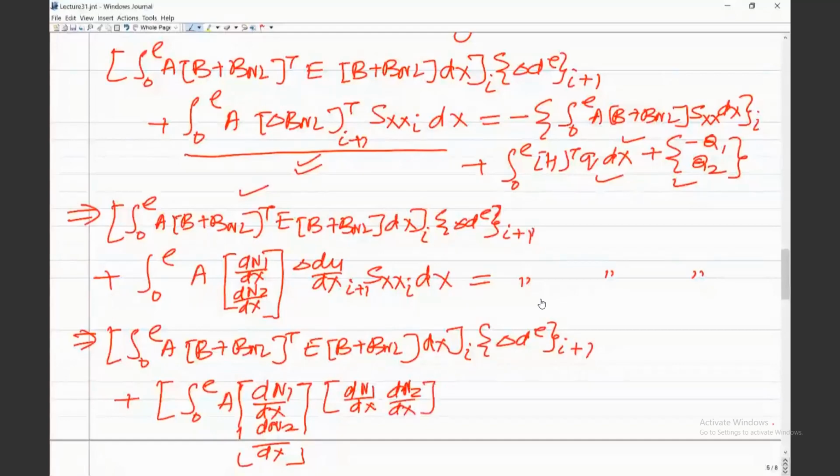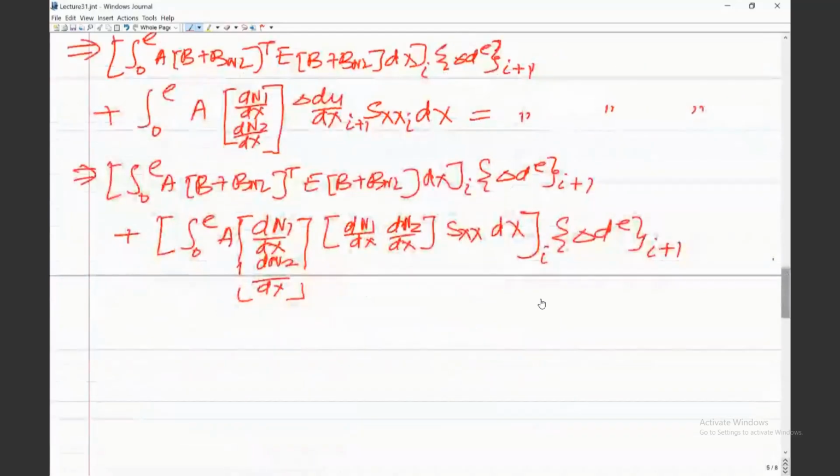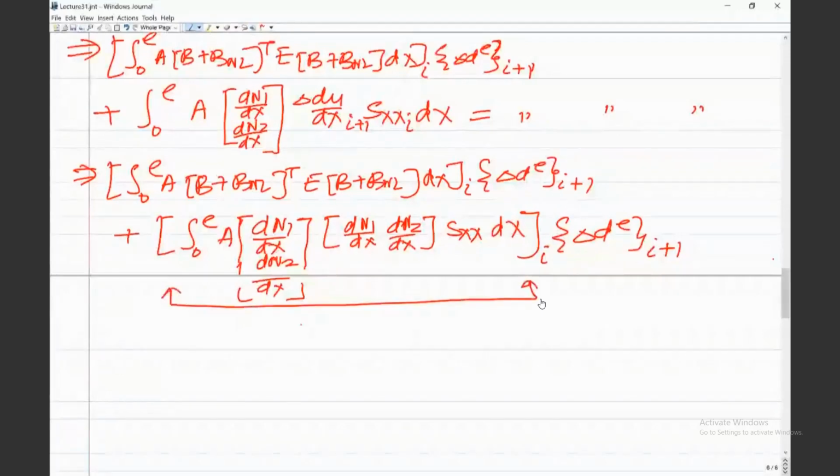And yes, since Sxx is a single quantity you can write it anywhere, so you will have Sxx dx, and this whole thing is evaluated at previous iteration. So basically this Sxx is evaluated at previous iteration, into delta d e at i plus 1. So this is what you're getting, and this is what I referred to as kGe. So this is your kGe matrix evaluated at previous iteration.